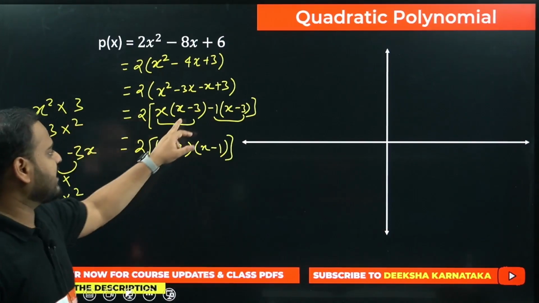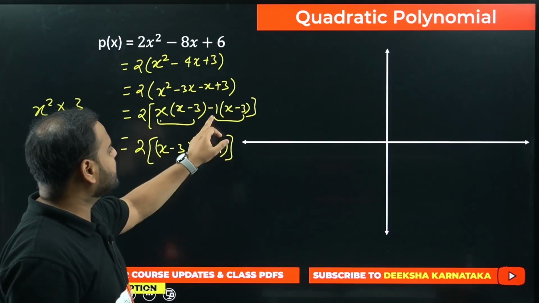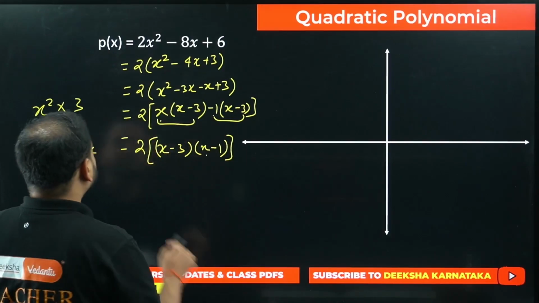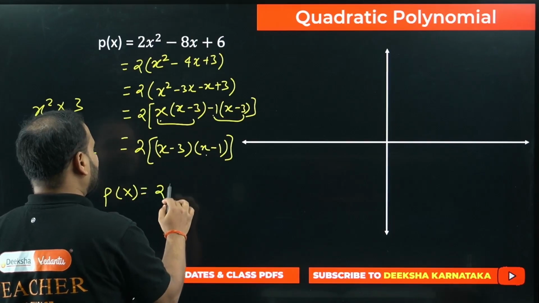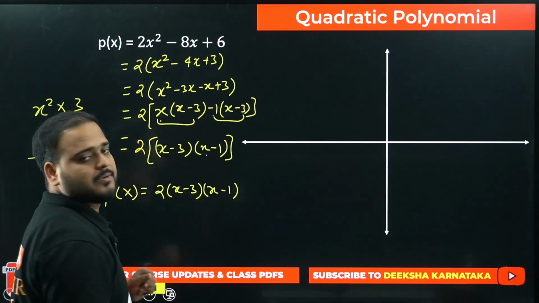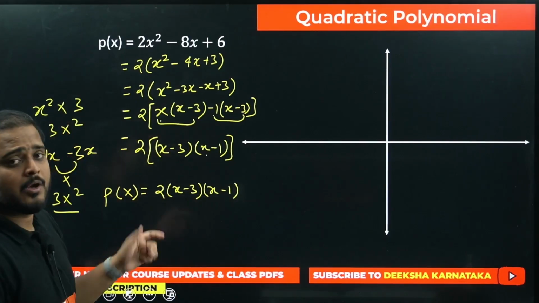How come? I've taken x minus 3 from here. So what is left in the first term? x is left, so x is written here. What is left in the second term? Minus 1 is left, so minus 1 is written over here. Okay, so basically I have reduced my polynomial p(x) to 2 times x minus 3 times x minus 1.